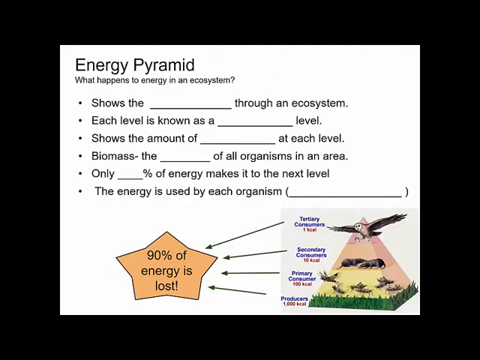So these energy pyramids show the flow of energy, and each level is called a trophic level. The size of the section of the pyramid is an indication of how much energy or how much mass there is. Biomass is how much all the organisms in that group have in them. Only 10% makes it to the next level, the rest is used up.